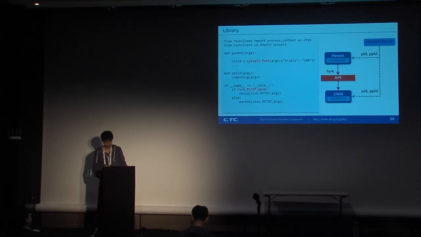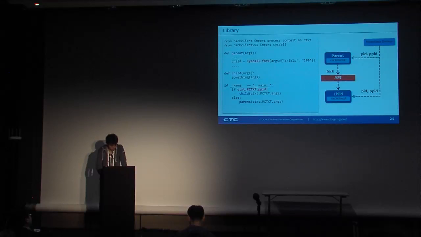So I'd like to explain RAC client in more detail. RAC client is a necessary tool for developing OpenStack native application. OpenStack native application is written in Python code, like this example. So you don't need to use any other automation tool. Once you import RAC client, you can get process attributes such as PID and PPID from the metadata server.